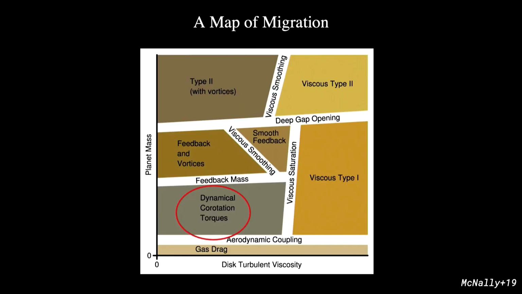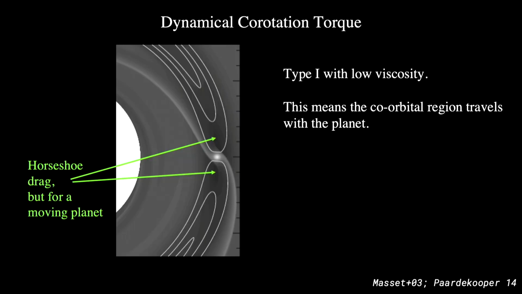So beyond that, we are going to go back down in mass and go to the lower left corner here, where we have low mass planets and also low viscosity. This is where we need to worry about an additional thing called dynamical corotation torque for type 1.